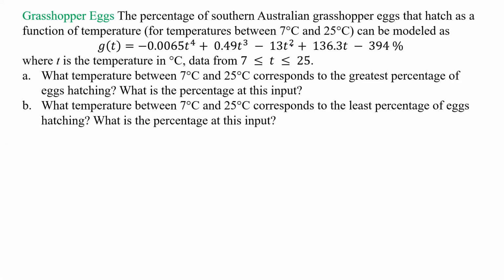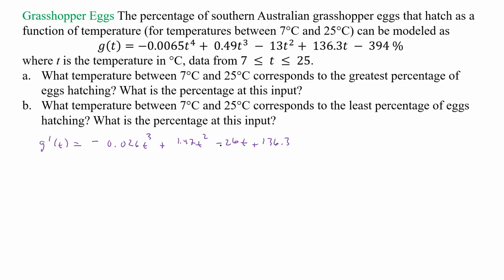Well, we know that we're going to have to find the derivative of that. That's going to give us a negative, and we plug in 4 times that, which is negative 0.026 t to the third, then plus 1.47 t squared, and then minus 26t plus 136.3, okay? So I think that should get us everything we need after we've taken the derivative.